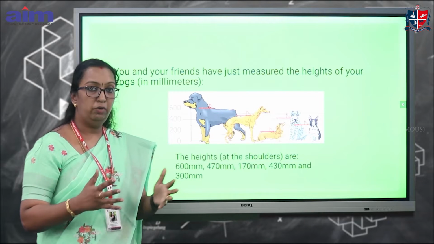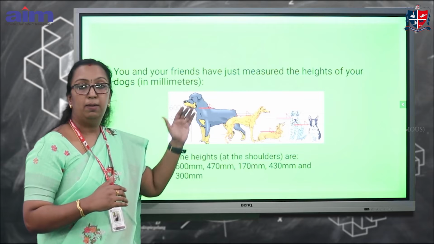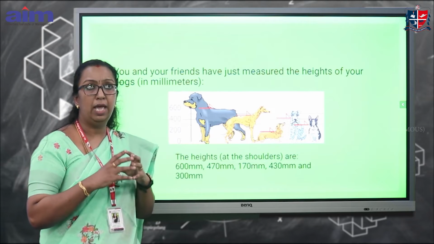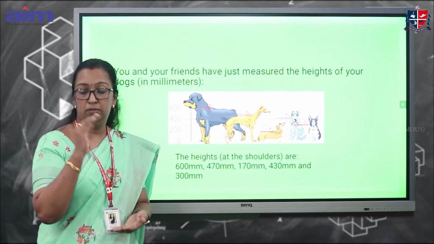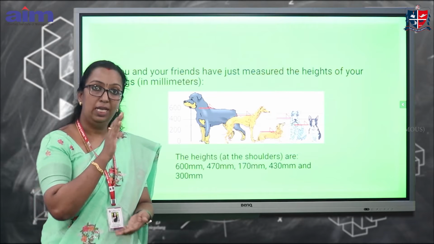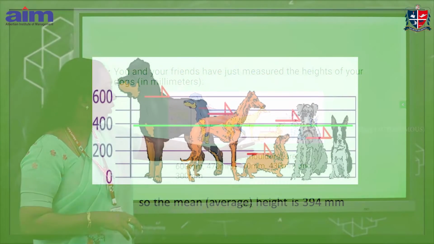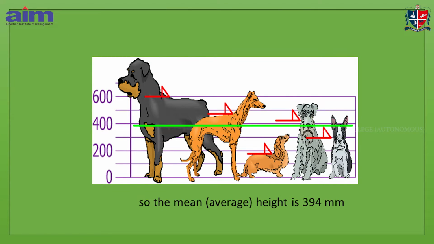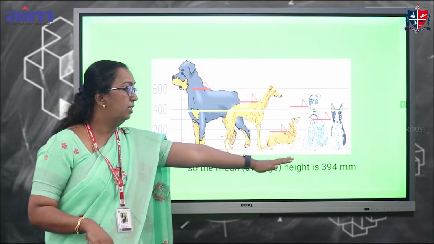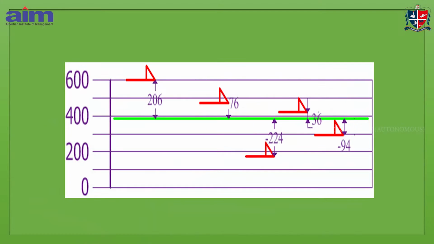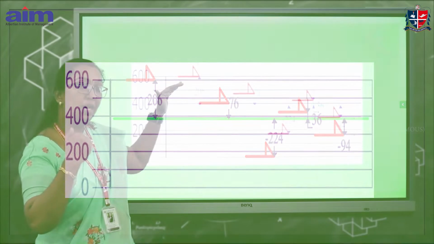Now you wanted to find out how much variation is there, and you wanted to find out what is the average height of the dogs in this particular data set. So what you are doing is trying to find out the mean. By taking the average, you have found that the mean height is 394 millimeter. So this is the mean line, and you wanted to find out what is the height of your dog.